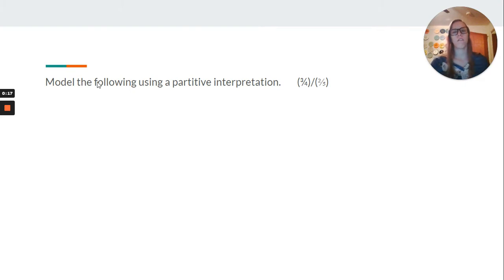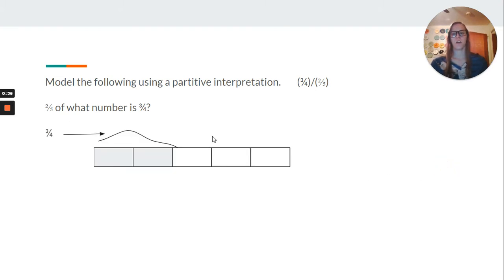It says model the following using a partitive interpretation. So we have 3/4 divided by 2/5. The way that we can look at a partitive is 2/5 of what number is 3/4. Okay, so that's how you can phrase the partitive interpretations. So we have 2/5 shaded and that 3/4. So what's the whole number?